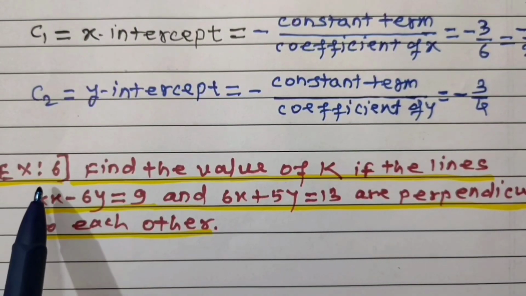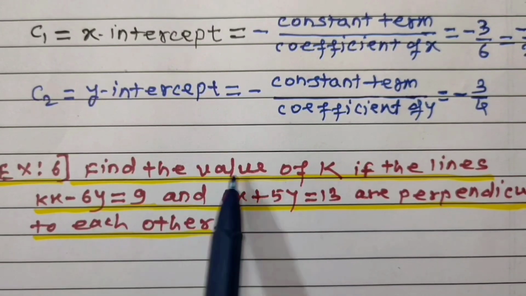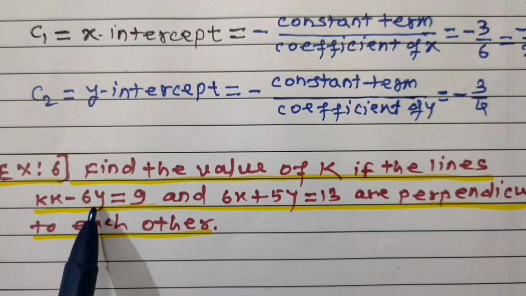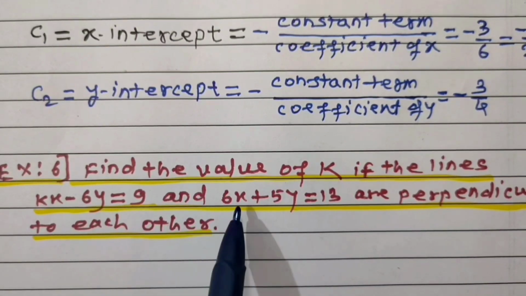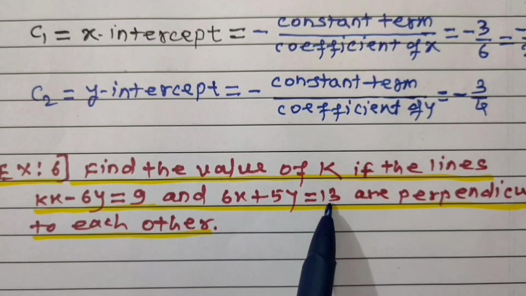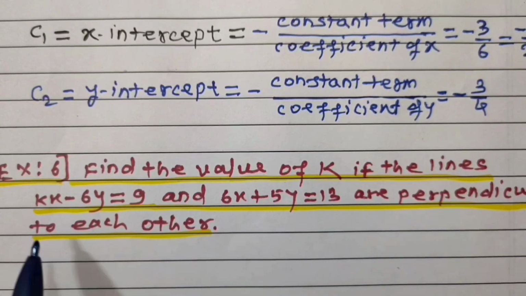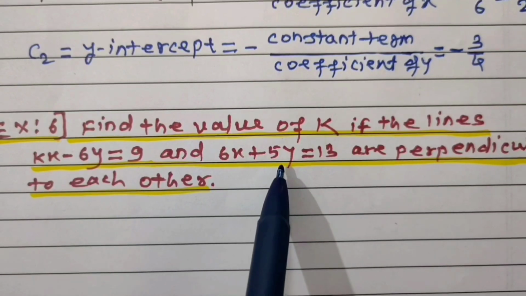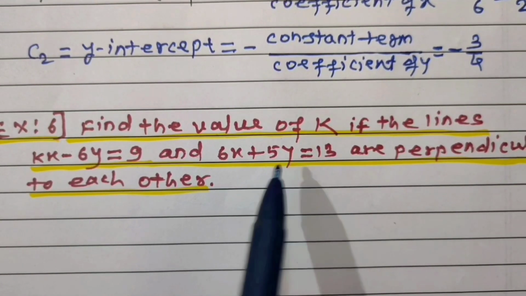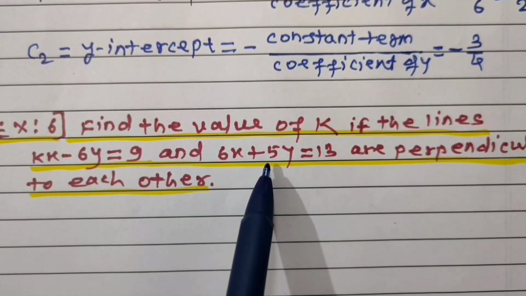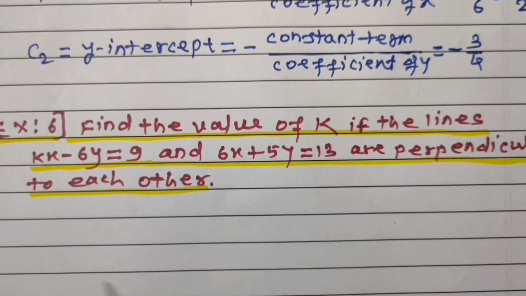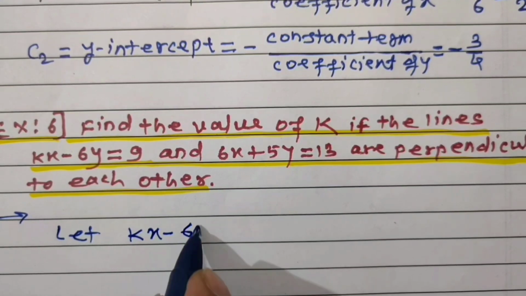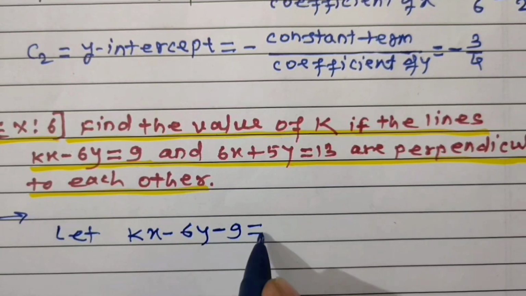Let us solve example number 6. Find the values of k if the lines kx minus 6y is equal to 9 and 6x plus 5y is equal to 13 are perpendicular to each other. Given that these two lines are perpendicular to each other, they must satisfy the condition of perpendicular lines. So to solve this sum, let kx minus 6y minus 9 is equal to 0.